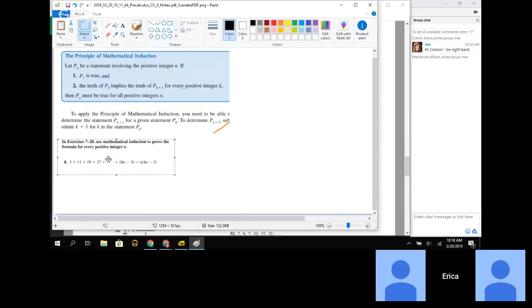Okay, so what they're saying is that if you have 3 plus 11 plus 19 plus 27 plus 8 times some number minus 5, if you add all those together, you're going to get n times 4n minus 1. Okay, so what they've done is they've taken this sequence of numbers and added them together and come up with a formula to tell you what the sum is when you add these together. I just want to make sure that we get that.